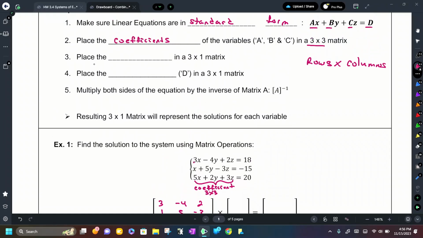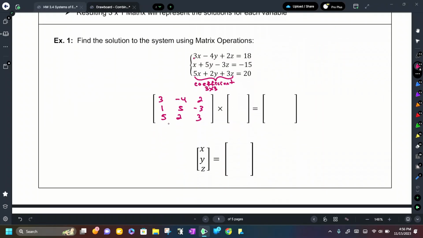Then we're going to take the variables and write them in a 3 by 1 matrix. So this is our coefficient matrix, and it's a 3 by 3. This is going to be our variable matrix, and it's going to be a 3 by 1. We're taking our variables in the same order as they appear in our equation, right? Because the variables aren't always going to be x, y, and z. They could be other things. So we want to make sure it's in the same order. X goes first, and then we bring down our y, and then our z. That's our variable matrix.